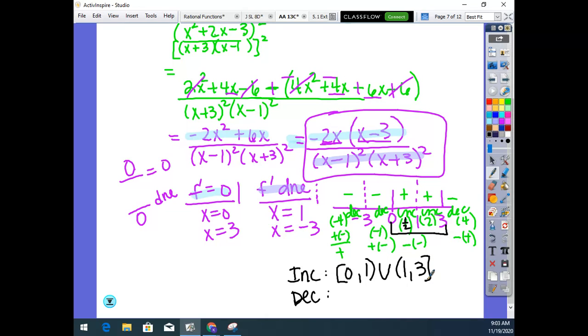Okay. Now, decreasing is way at the left, so we start with -infinity to -3. -3 is a dotted line, so we don't include it. Union with not including 3 to 0, including 0. Union with the last one, including 3 to positive infinity.